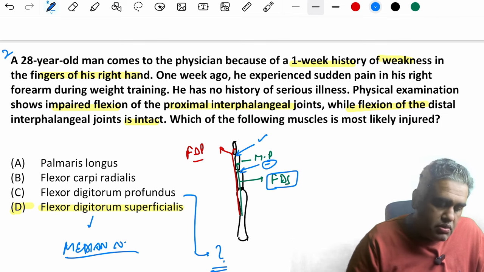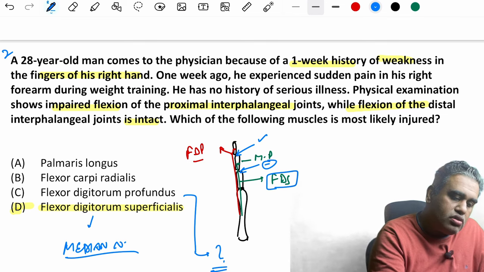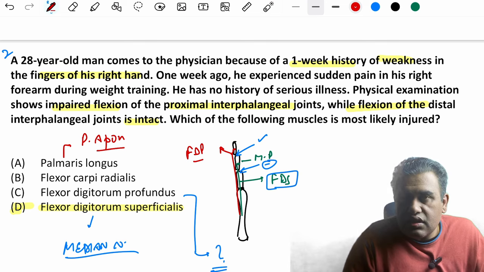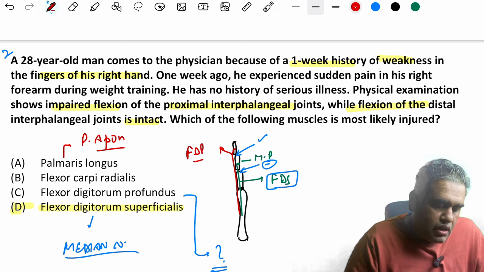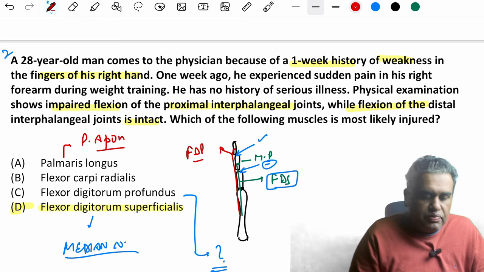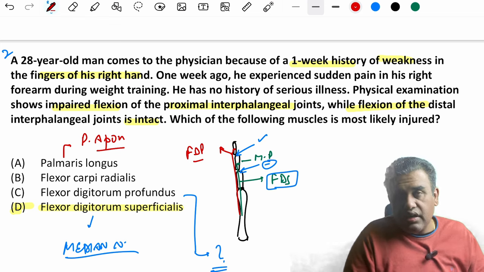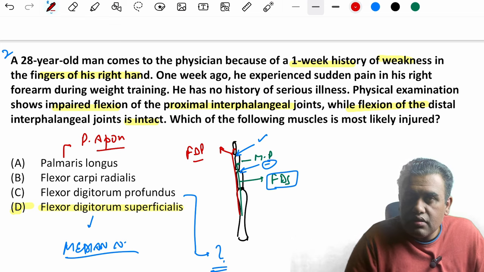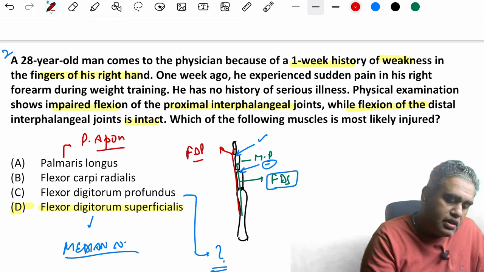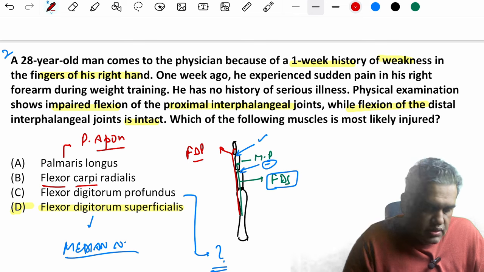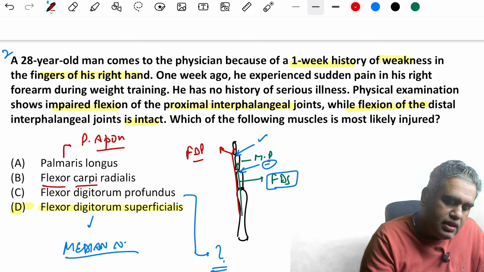And understand the other options as well. Palmaris longus is actually a sort of superficial muscle that continues as the palmar aponeurosis. That's it. It does not reach till the phalanx. Flexor carpi radialis. Now look, its name says a lot. The names are self-explanatory in anatomy. Flexor carpi radialis. Think. It is in the flexor compartment going mainly till the carpals or at most the base of the metacarpal. And it's present on the lateral side.